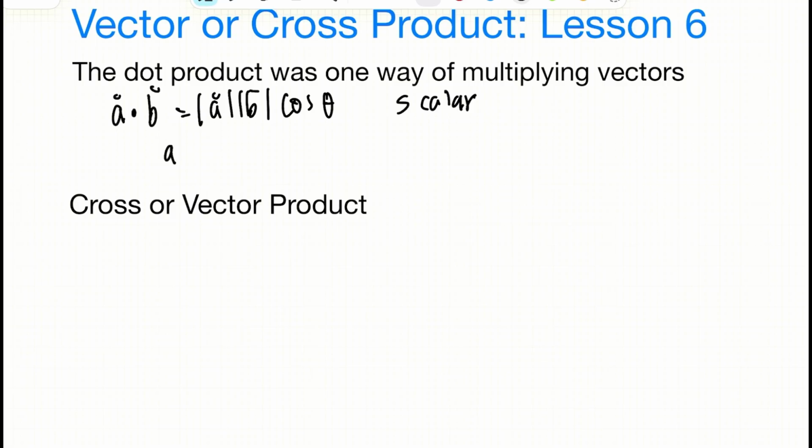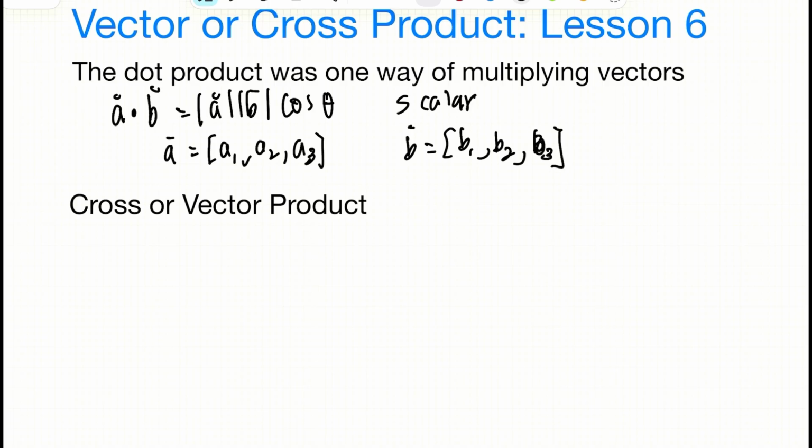And that's for the vectors A is equal to A1, A2, and A3. That's the X, Y, and Z components. The B vector is B1, B2, B3. Or you can also see in this notation A1, A2, A3.